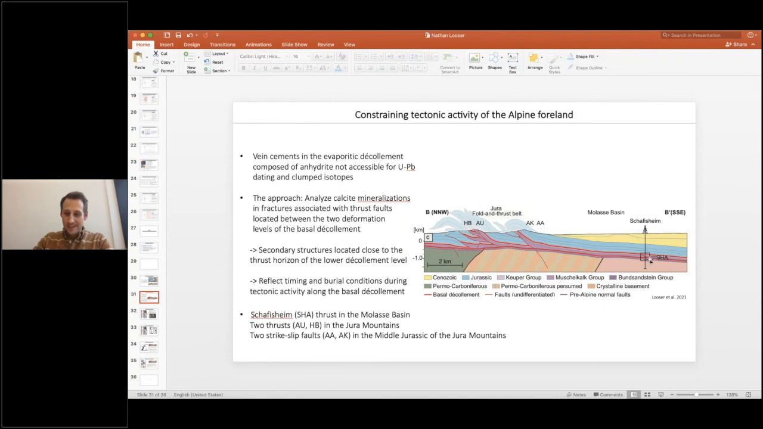So these structures here, that's one of the thrusts that we analyzed. We analyzed the so-called Schafisheim thrust, which is in the interior of the Molasse basin, some 10 kilometers in front of the main thrust of the Jura Mountains. And then we also analyzed the same stratigraphic horizon here in the interior of the Jura Mountains, in the HB and AU thrusts. And in addition to that, two strike-slip folds, the AK and AA. I spare you the names.